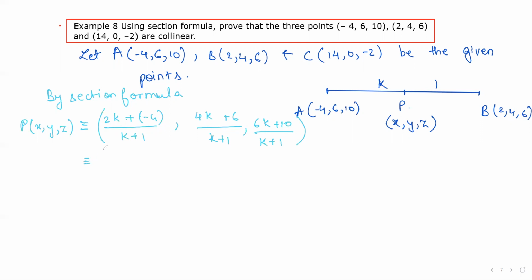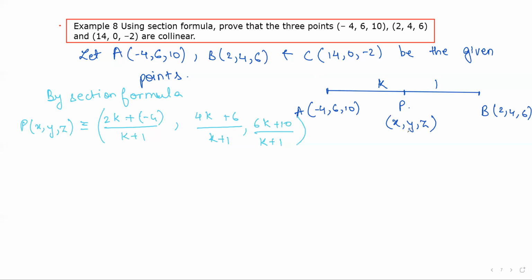Now here, 2k minus 4 upon k plus 1, sorry. Now let us examine whether we have the value of k for which point P coincides with C or not.